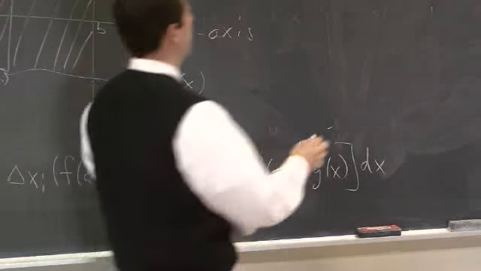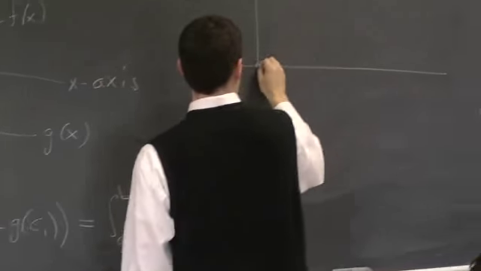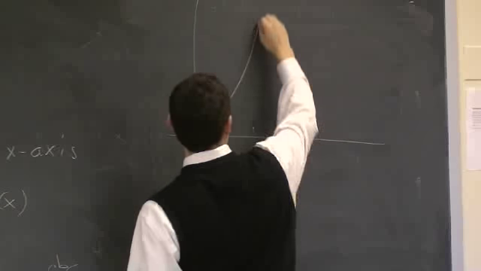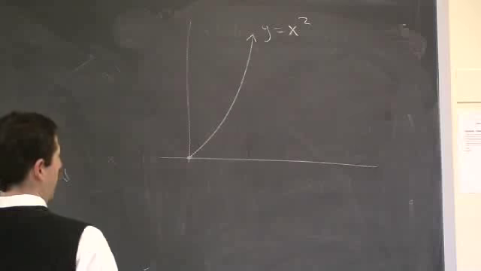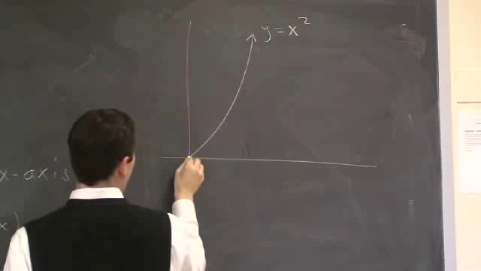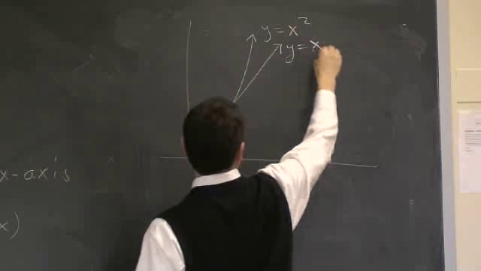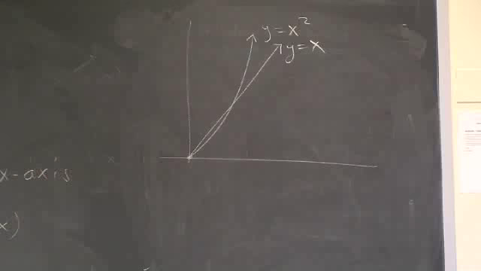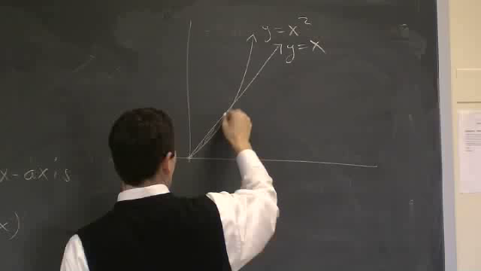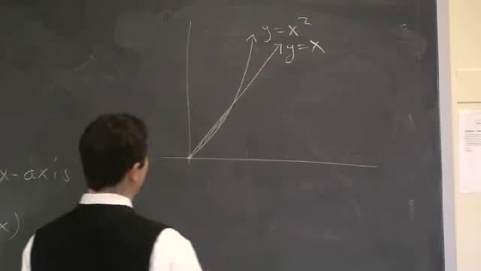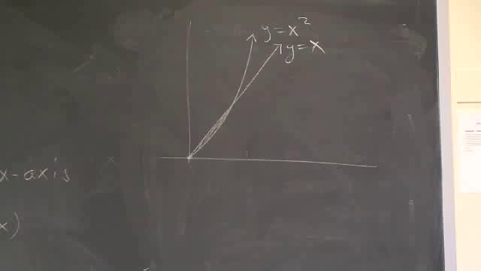So let's do an example. Let me draw here y equals x squared and y equals x. And I'm interested in this region that they bound. I want to know the area of it.